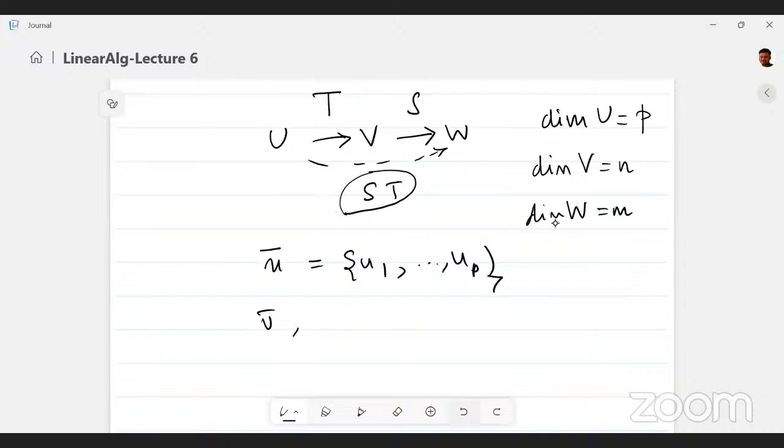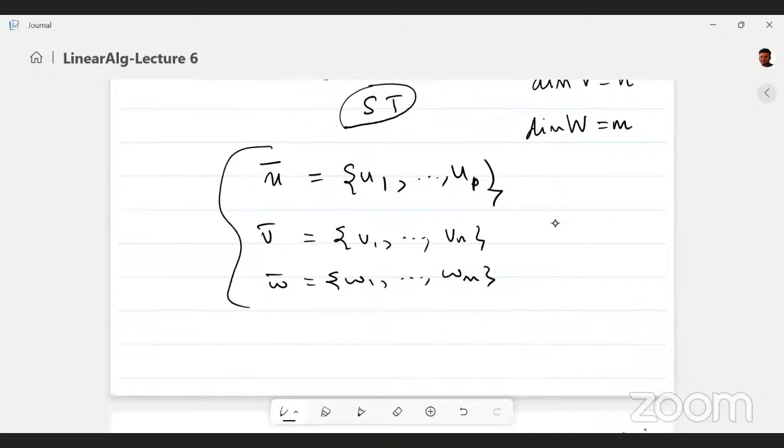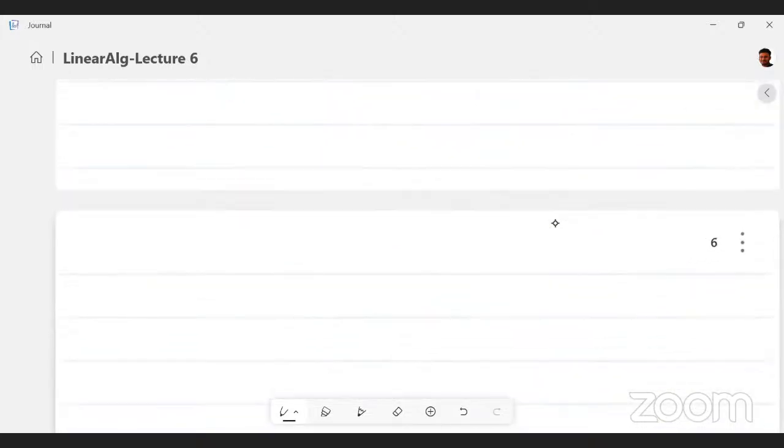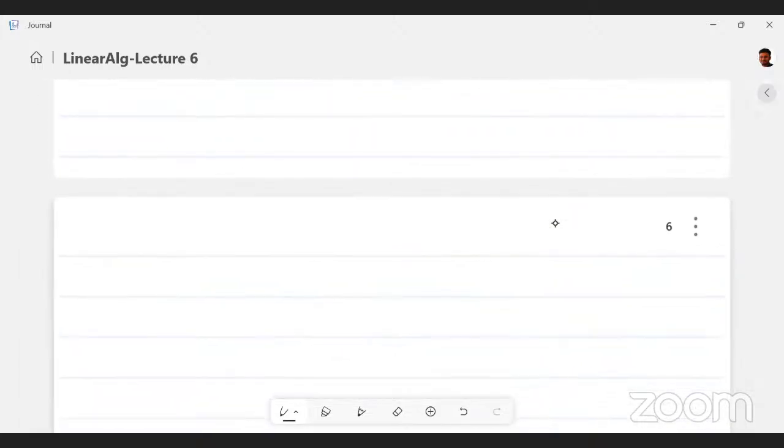Okay, maybe I will write V bar is V1, etc. Vn. W bar is W1, etc. Wm. So this is all given to us. So now what I can do, I can actually take the composition of maps and then look at what happens to the corresponding matrix. Okay. So this is a very simple thing. This is something you must have already seen. So this is called matrix multiplication.